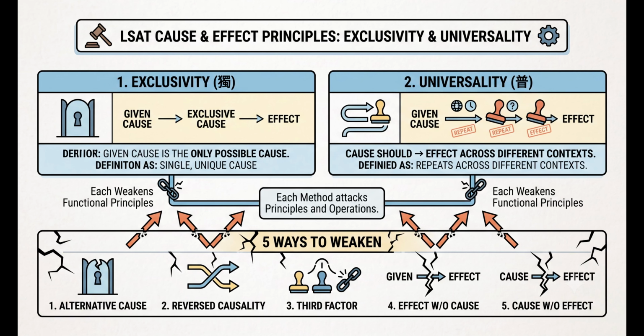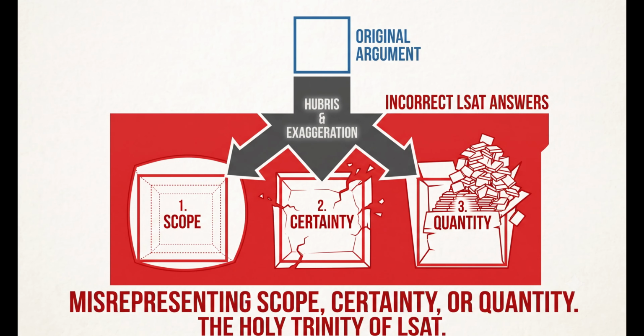Alright folks, we are now done with step 8. Remember the 5 ways to weaken. Let's now move on to the final step. Step 9. Eliminate by Holy Trinity. Recall that every LSAT incorrect answer essentially does the same thing. It commits hubris by exaggerating or otherwise misrepresenting what the argument originally said in scope, certainty or quantity. The Holy Trinity of LSAT.